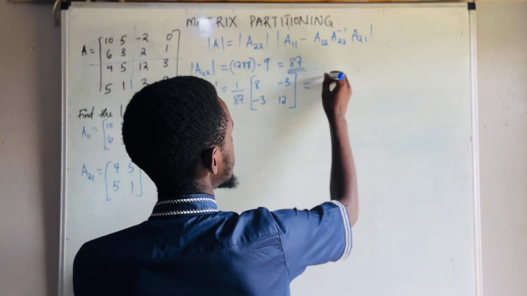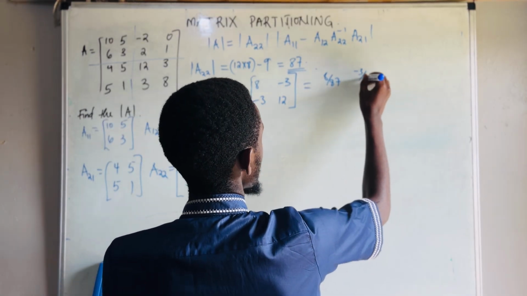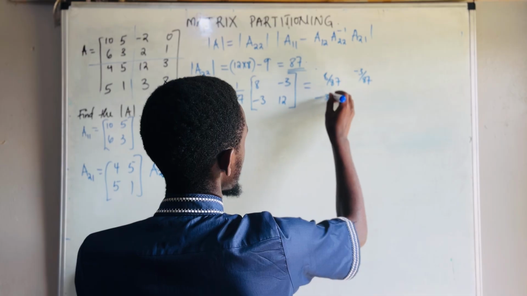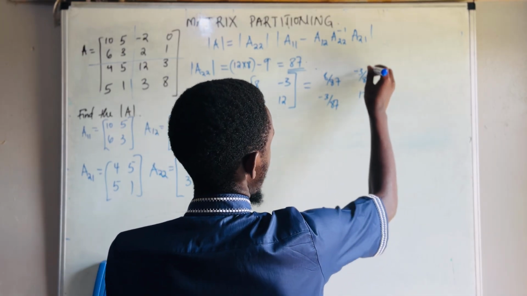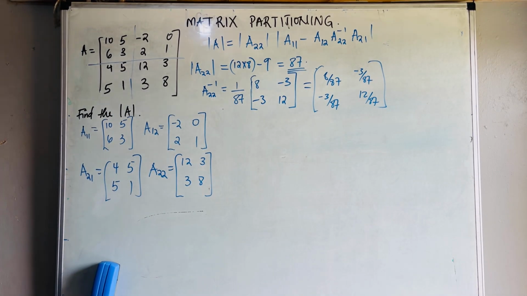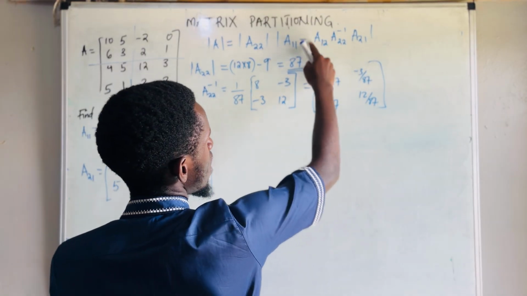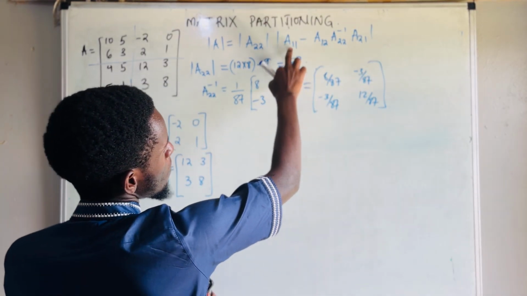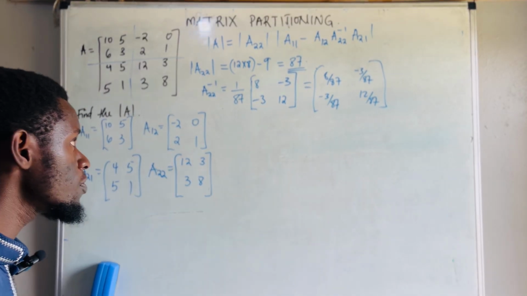Therefore my inverse is going to be: 8 over 87, negative 3 over 87, and then negative 3 over 87, and then 12 over 87. Now, after getting my inverse, my next task is to find this value here, because I need to have it, I have it by A11, then I get down the determinant of the whole thing.